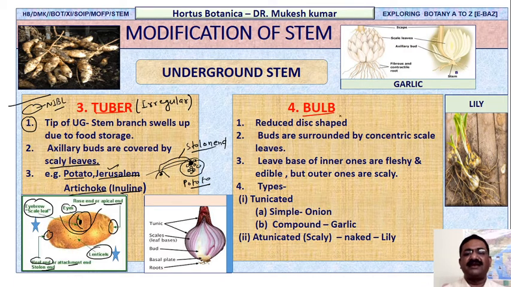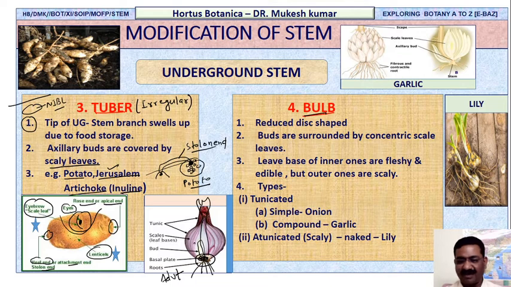Now come to the next, the fourth one, this is the bulb. You all know about the onion. See, this is a very good structure. You find this is the basal plate that bears adventitious roots. These are the adventitious roots, and from that there will be buds. These are buds, and it may bear a leafy shoot.